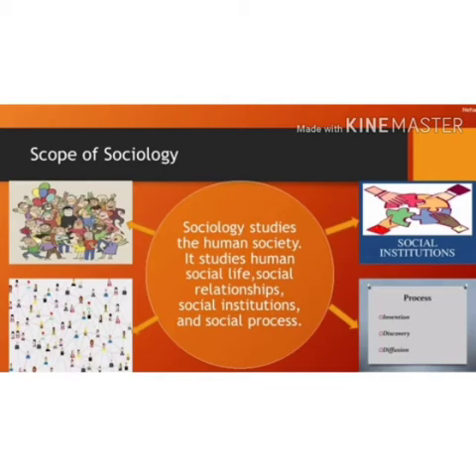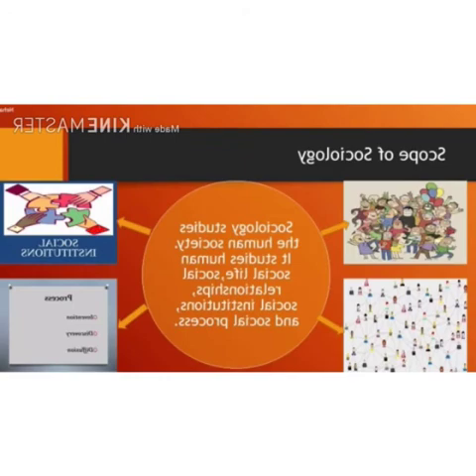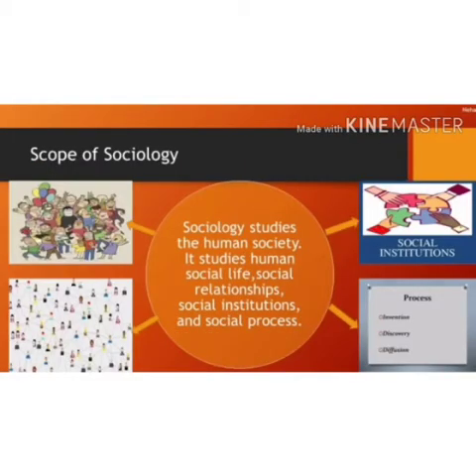First one, sociology studies human society. It means it studies human beings. Second one, sociology studies human social life. It studies the behavior of human beings with other persons or in a society. Third one, sociology also studies social relationships. Sociology studies the relationship between individuals, with the neighborhood or with any other person.